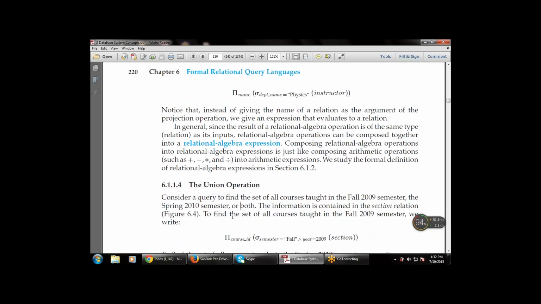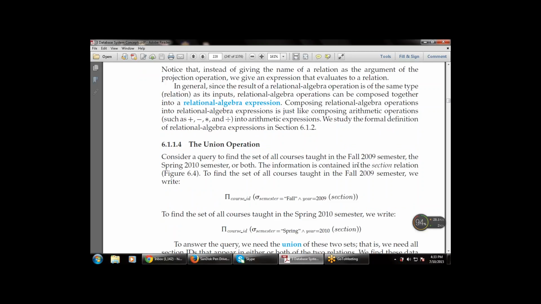Consider a query in which we want to find courses where both the spring and the fall seasons are used together, as well as different years: the fall 2009 semester, the spring 2010 semester, or both. The information is contained in the section relation.